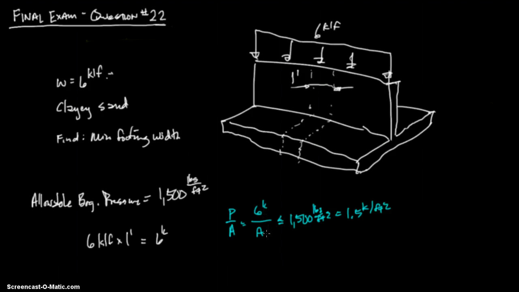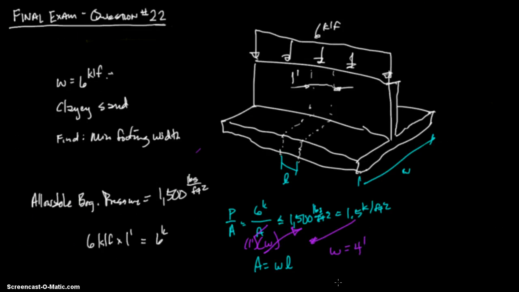Let's say this is L for length, and this is W for width. A equals width times length. We know length is 1 foot, and now we need to know W. So let's solve for W. We put 1.5 on the bottom. So 6 divided by 1.5 divided by 1, and you get W equals 4 foot. So that is our answer.